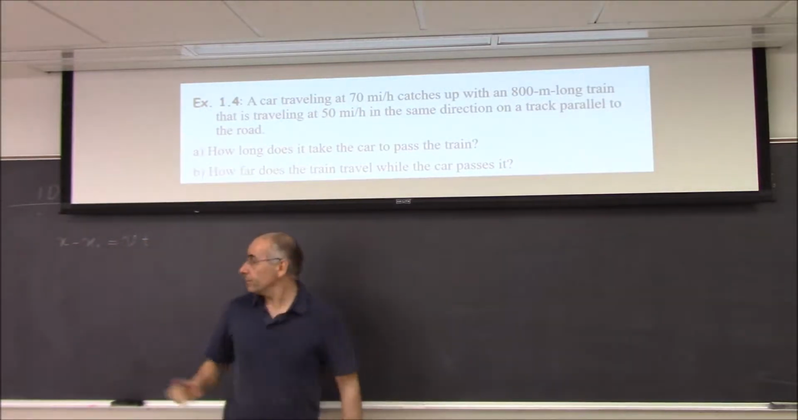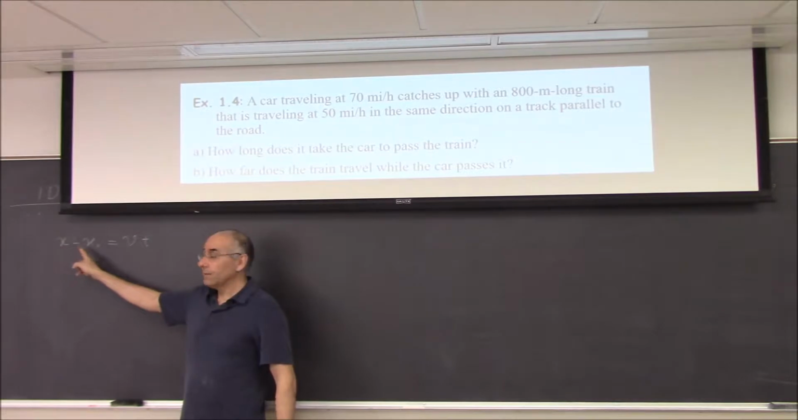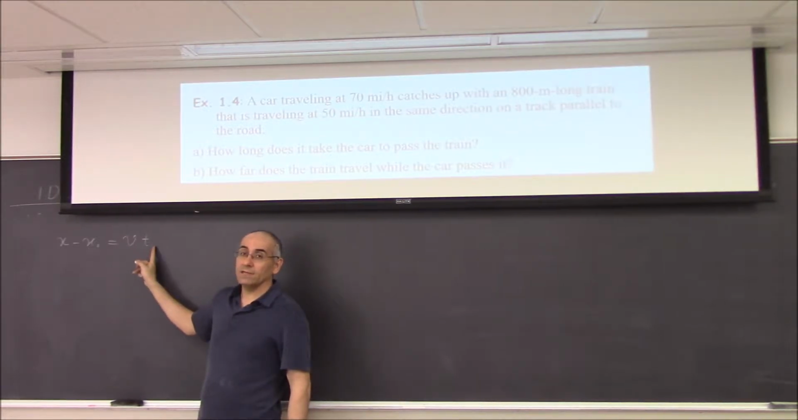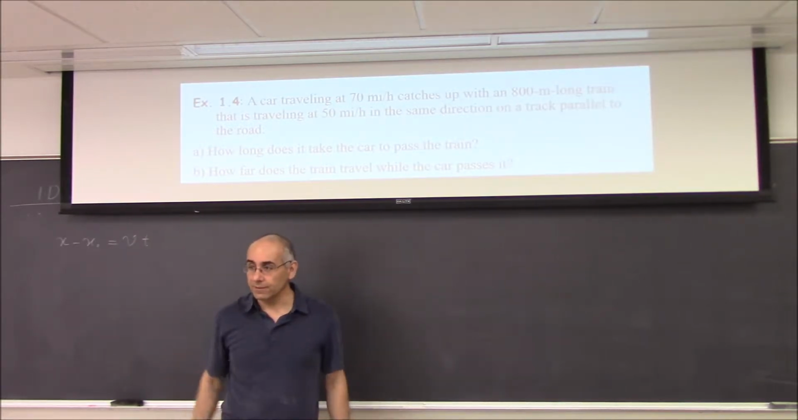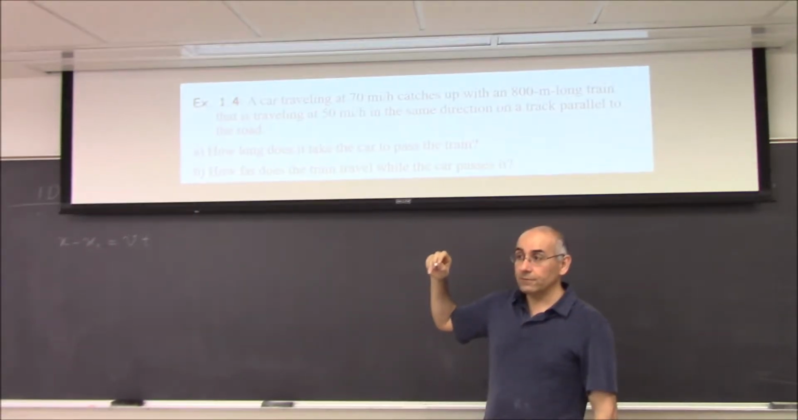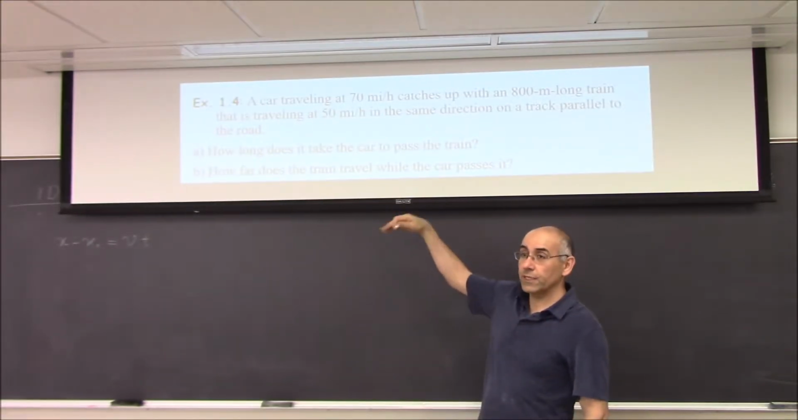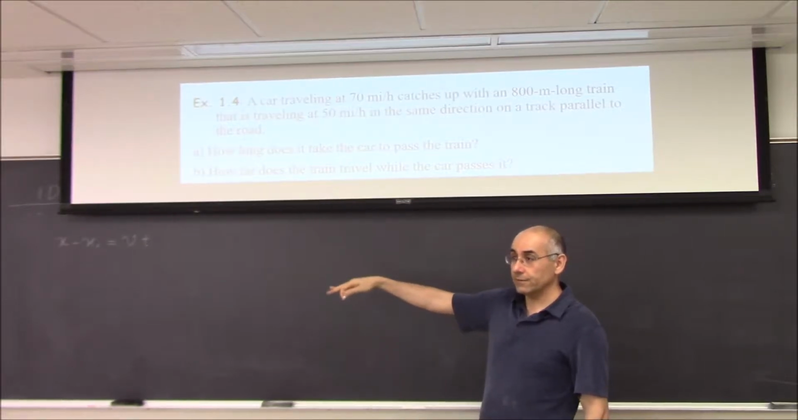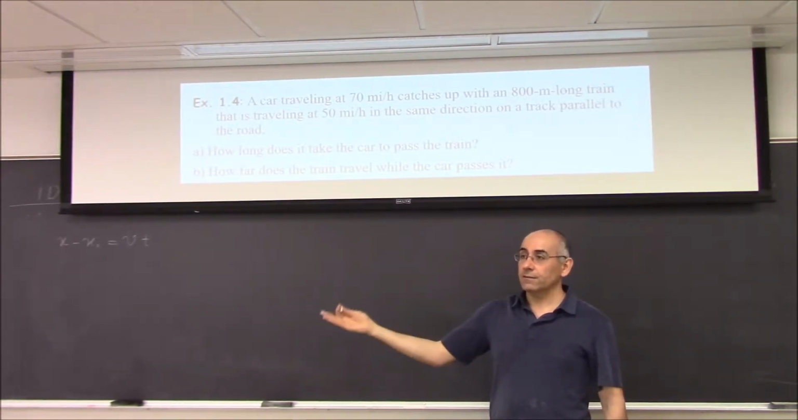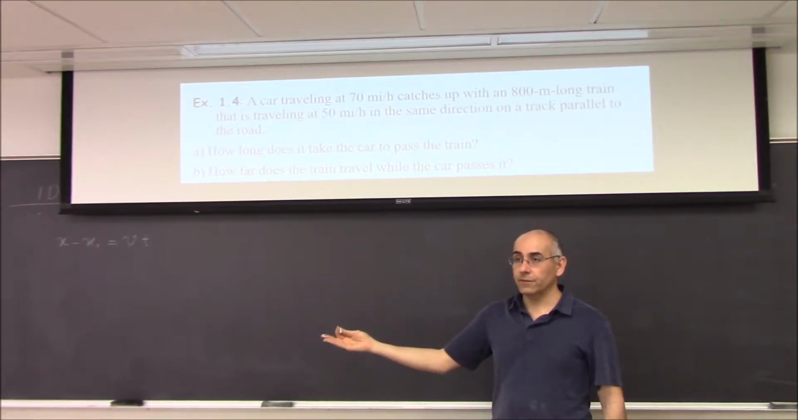But this talks about one object, right? It has initial position x naught, final position x, its speed is v, and the time between those positions is t. But here we have two objects. So we need to use different notations for different objects. We can call the train number 1 and the car number 2, if you wish.